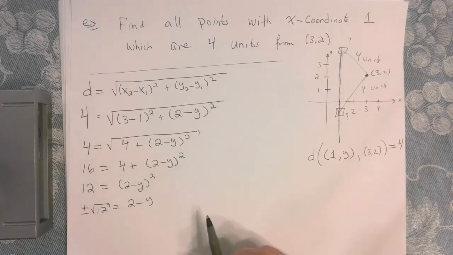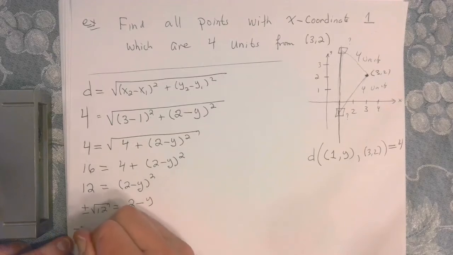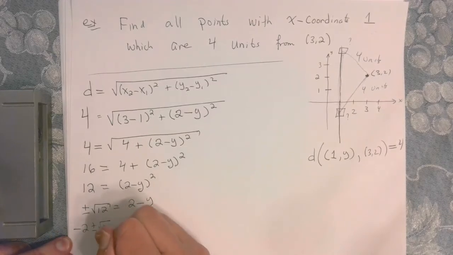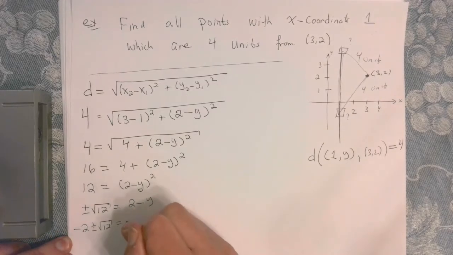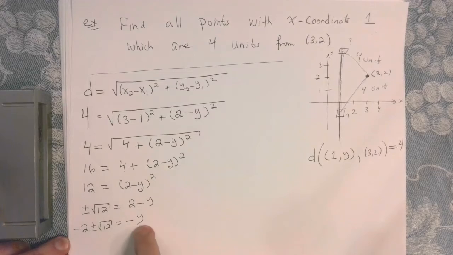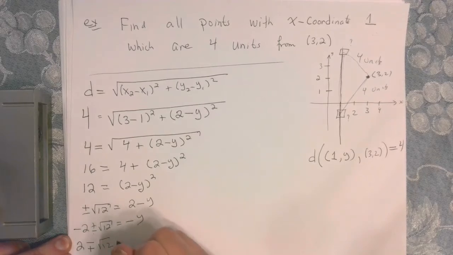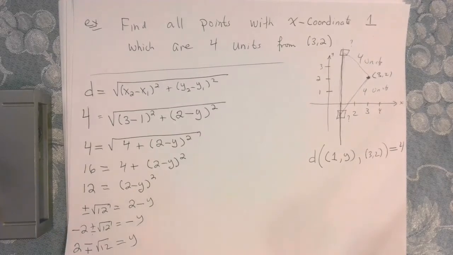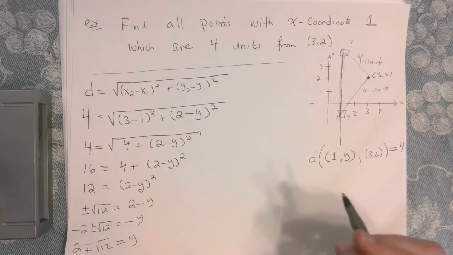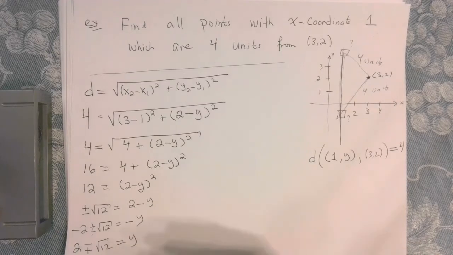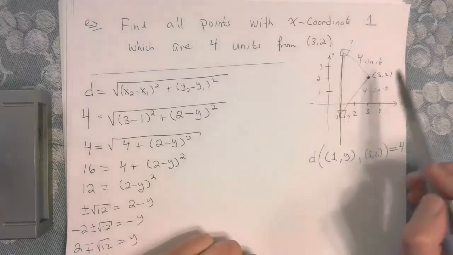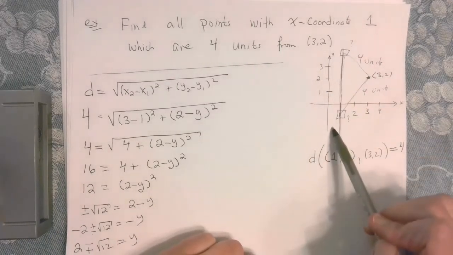And then I can subtract 2 from both sides. But then I just have to remember to multiply everything by -1 because I'm trying to solve for y. So that's going to give me 2 minus or plus, when I multiply both sides those will switch, radical 12 equals y. And it looks like there's 2 points that have a distance of 4 units from this point that live on this line.